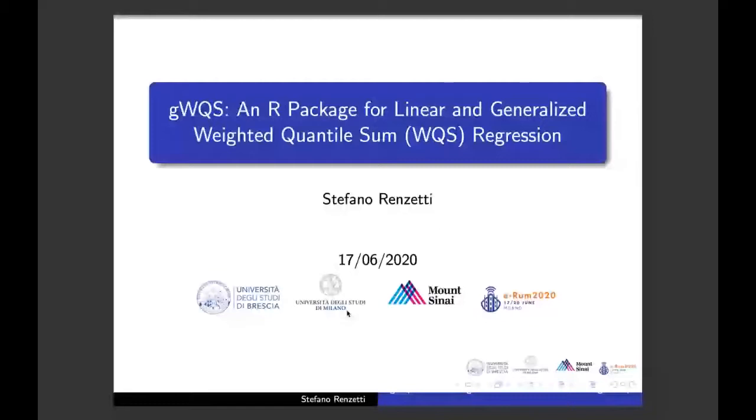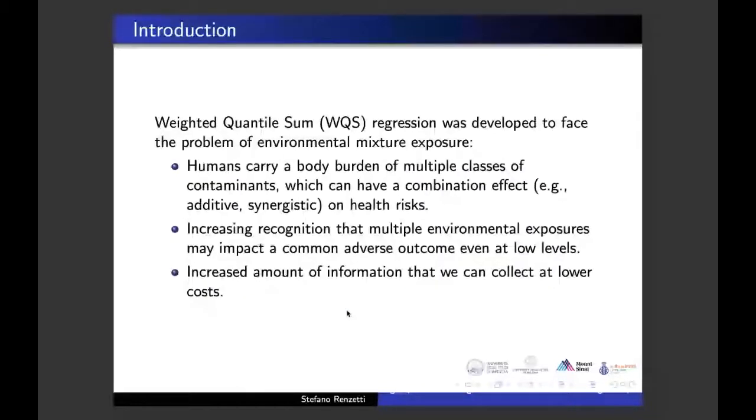So what is WQS? WQS is a new statistical method that was developed to face the problem of environmental mixture exposure. Nowadays, it is known that humans carry a body burden of multiple classes of contaminants, which can have a synergistic effect on health outcome, even at low levels. Moreover, we have an increasing amount of information that we can collect at lower cost.